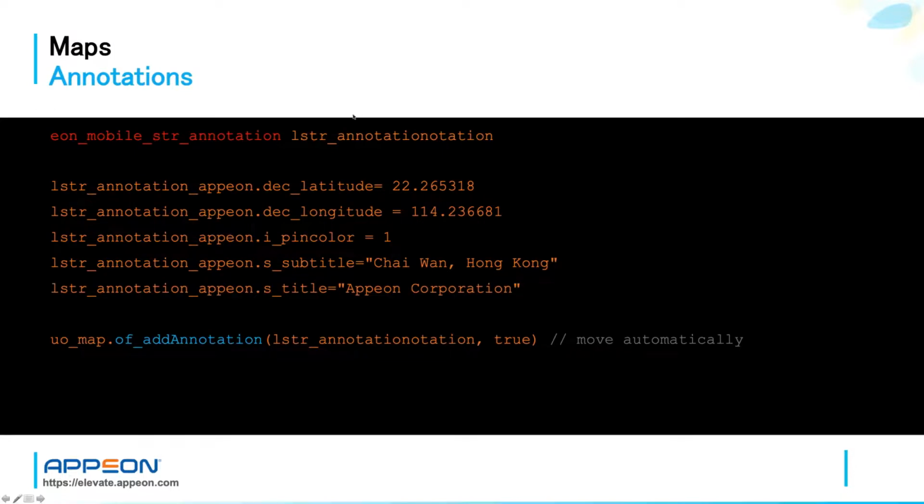And this is how to add an annotation. You create an annotation filling the structure annotation. You specify latitude and longitude of the annotation, the point of interest. You can put either an icon or just a color, so red, blue, green, a subtitle and a title for the annotation. And then on the map visual control, you call add annotation, with information provided by the structure. True or false here, the second argument. If it's true, the map will automatically move to that annotation, which will become the center of the map.